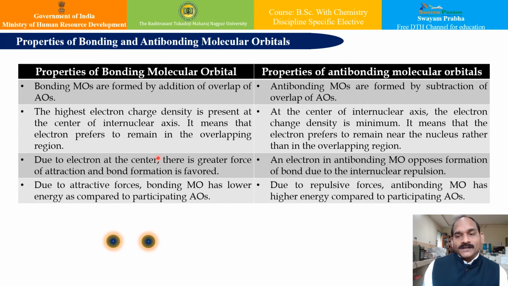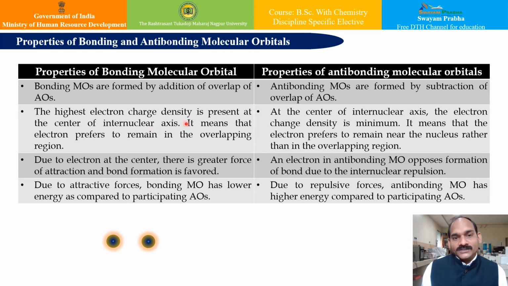So what are the properties of bonding and antibonding molecular orbitals? That is interesting to see. Bonding molecular orbitals are formed by addition of the overlap of atomic orbitals, whereas the antibonding molecular orbitals are formed by subtraction of the overlap of atomic orbitals. This we have seen also pictorially in our last lecture.